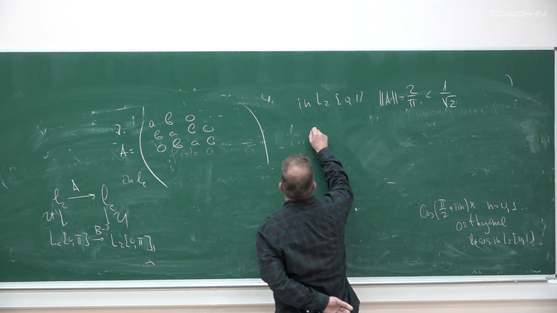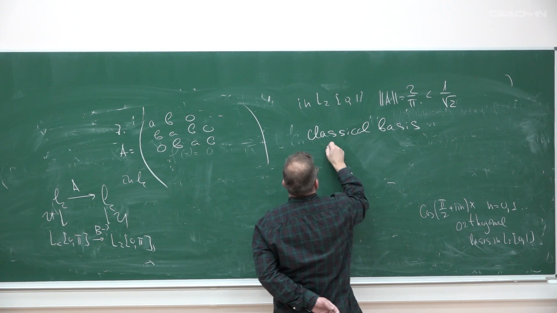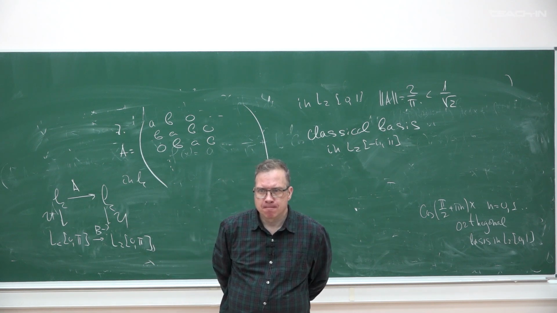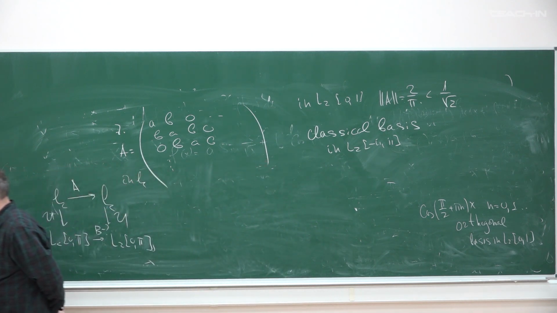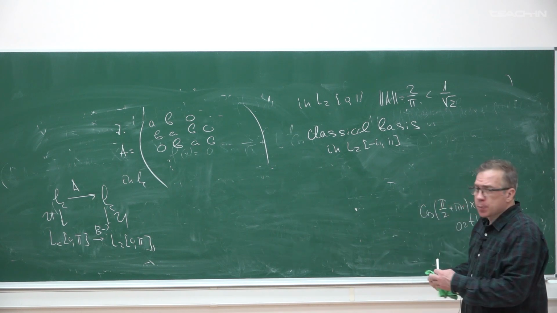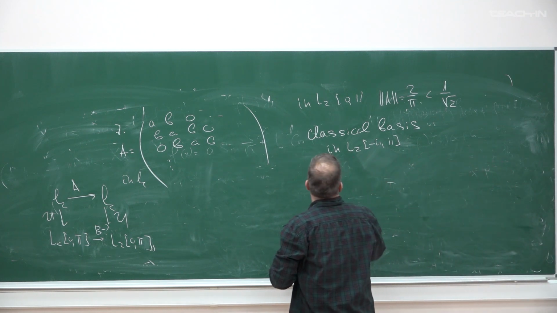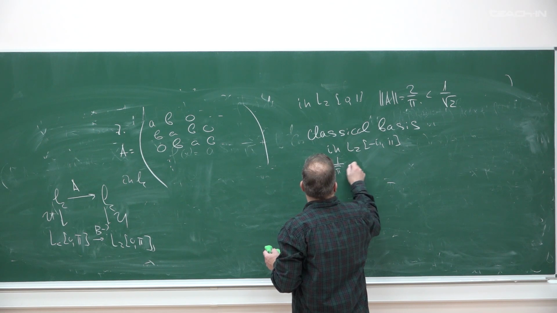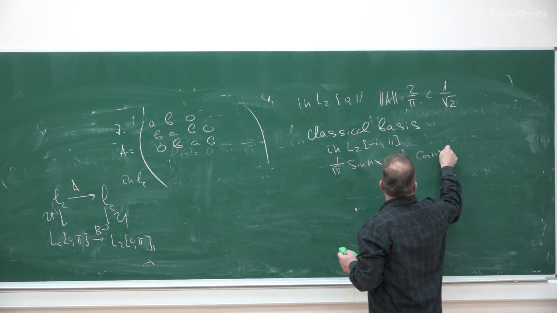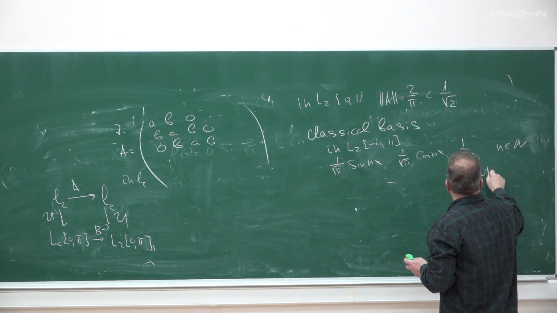What is the classical basis in L2 from minus pi to pi? Sine, cosine, or exponents. Okay. But sine and cosine are more convenient for our purposes. So 1 over square root of pi sine nx, 1 over square root of pi cosine nx, and 1 over square root of 2 pi, with n natural, is an orthogonal basis.